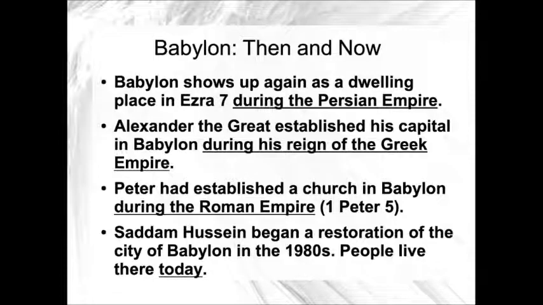If you come to Ezra chapter 7, in verse 6 and in verse 9, this was 75 years after Daniel 5. It says, Ezra came up from Babylon, and he was a skilled scribe in the law of Moses. And on the first day of the first month, he began his journey from Babylon. And on the first day of the fifth month, he came to Jerusalem. Babylon shows up again as a dwelling place in Ezra 7, and this was during the Persian Empire.